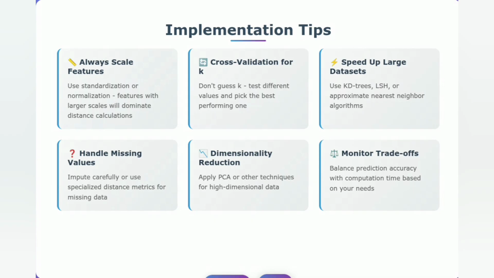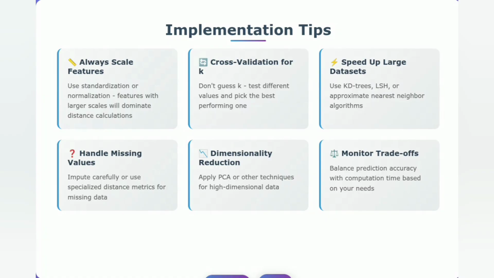First, always scale your features. Since KNN relies on distance calculations, features with larger scales will dominate. Use standardization or normalization to put all features on the same scale. Use cross-validation to choose the optimal K value. Don't just guess, test different values and pick the one that gives the best performance on validation data.